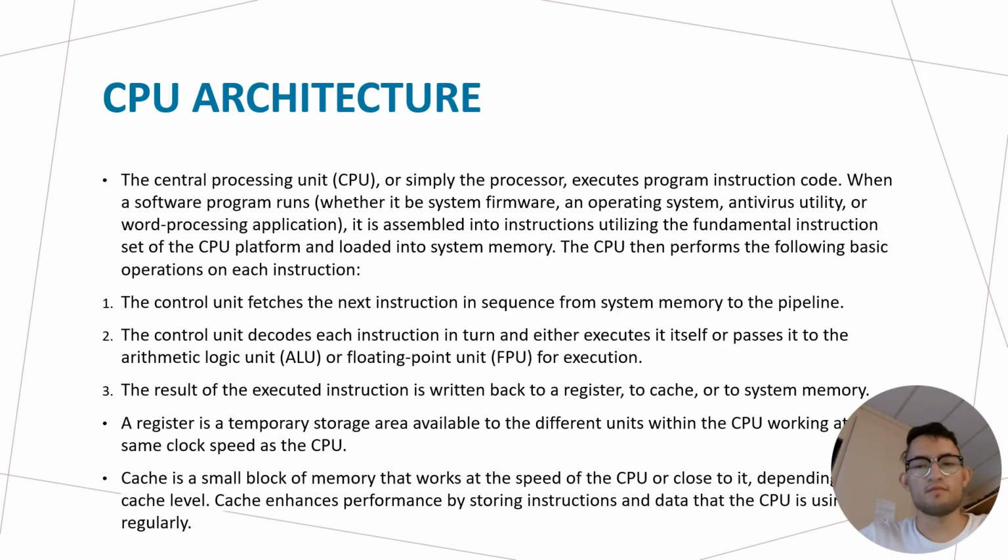Okay, so there's mainly two types of CPU architecture. There's x86, or 32-bit, and 64-bit. But it's more like 32 and 64 bit.